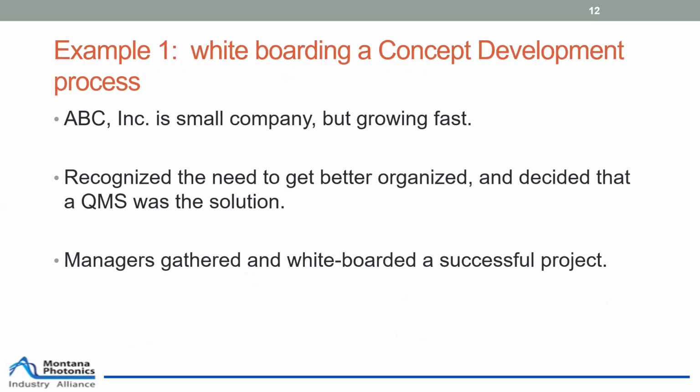In this first flowcharting example, I'm going to show the use of a whiteboard. ABC Inc. is a small company, but growing fast. They recognized the need to get better organized and decided that a QMS was the solution, so the managers gathered and whiteboarded a successful project.